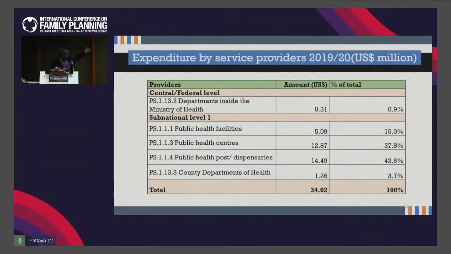Then we have expenditure by the different service providers, and know that when we talk about service providers, we are not only talking about health facilities, because we have like program management, which is undertaken by specific department in the Ministry of Health or the county department of health. So we have, again, disaggregation of that total expenditure in terms of different providers for the national level and also for the county level.